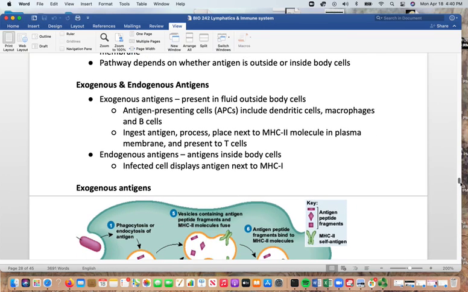So exogenous antigens are present in the fluid outside the body cells. Your antigen presenting cell, or APC, which would include things like dendritic cells, macrophages, and the B cells, will ingest the antigen, and then they process it and put it next to the class 2 MHC molecule in the plasma membrane and present it to the T cells. With the endogenous antigens, they're inside the body cell, so the infected cell has to display the antigen next to class 1 MHC.